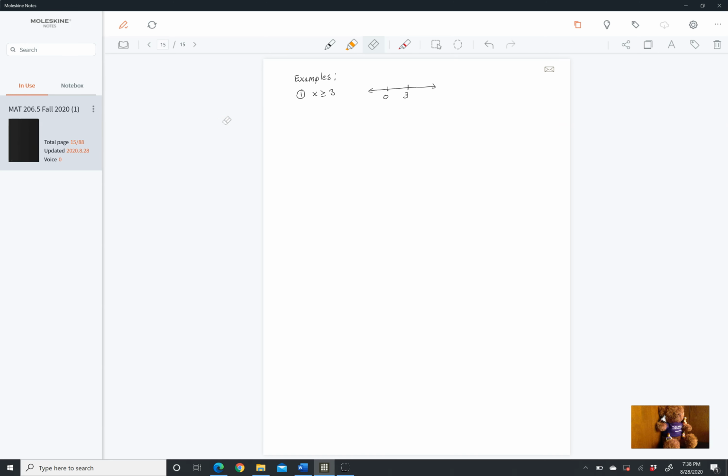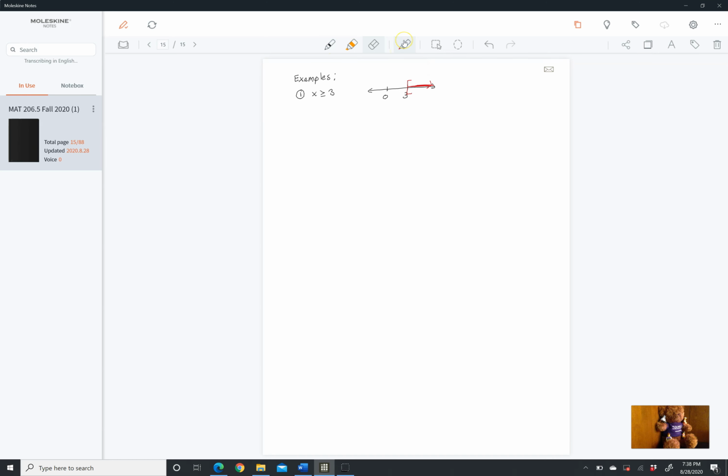So greater than 3, we would have a bracket that goes through 3. It's greater than or equal to because there's an equal sign. And then you're going to shade everything to the right. And make sure that you put an arrow, because what you're saying is it's everything greater than 3. Okay. And that's how we would do it.